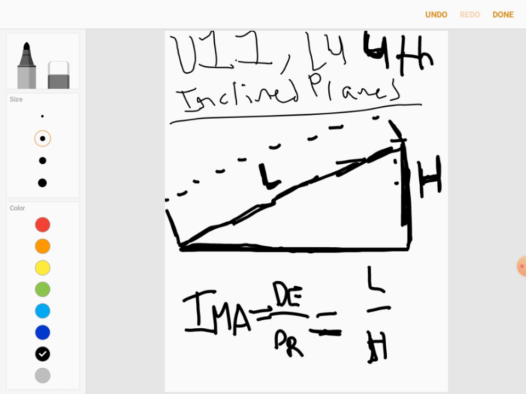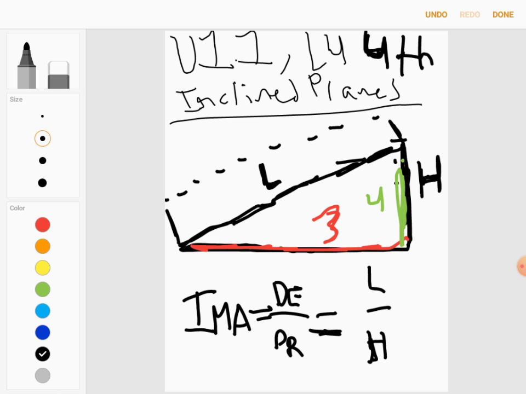So let's pretend that this length is 3, this red. And this is 4. And what is the IMA by that?